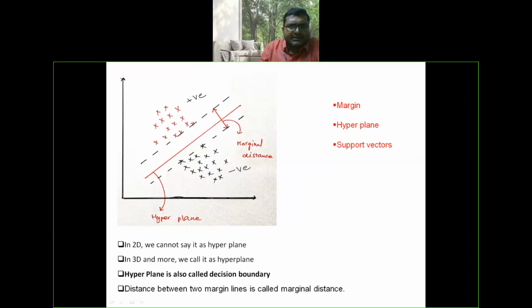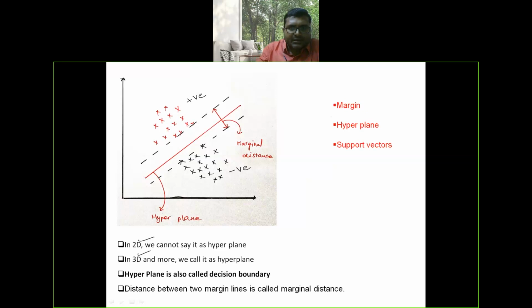The distance between these two boundary lines is called marginal distance, and the center line in between the boundaries is called the hyperplane. This line is called a plane when the diagram is 3D. In the two-dimensional case, we call it a line; in 3D, it is called a hyperplane. The hyperplane is also called the decision boundary. The distance between two margin lines is called marginal distance.